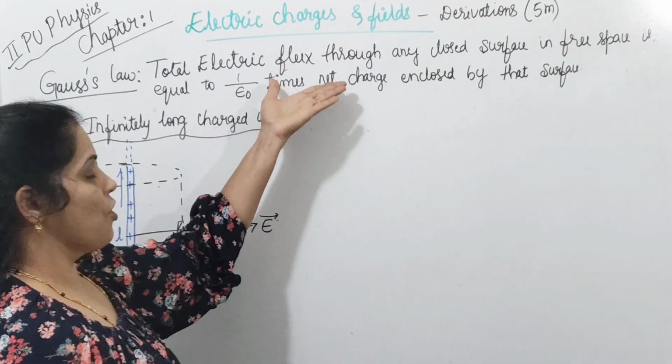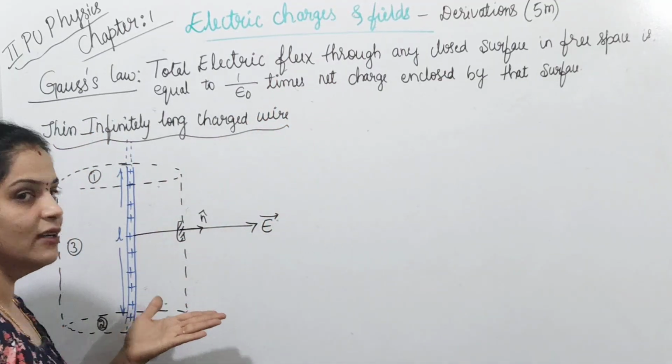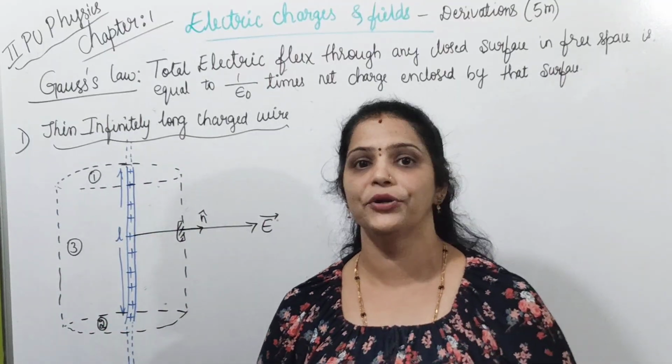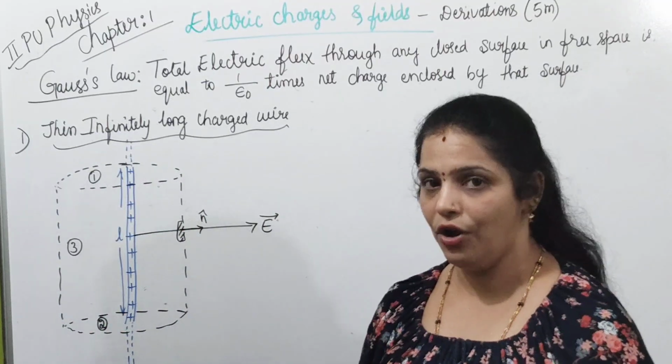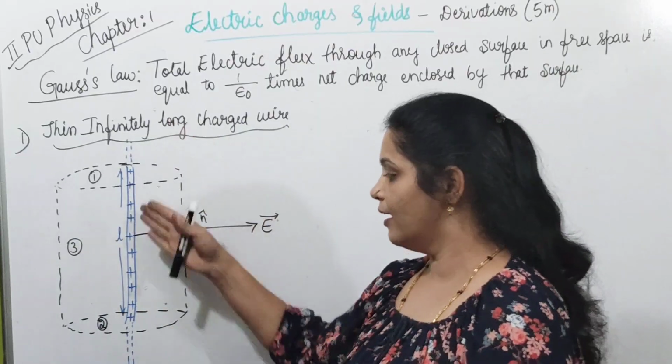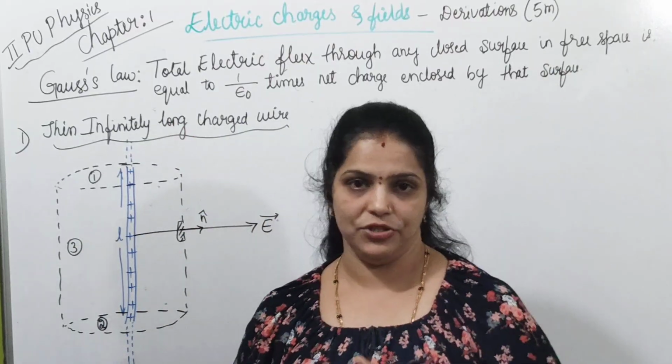So using this Gauss law, here we are solving for electric field. We are going to get the expression for electric field due to an infinitely long, thin, charged wire. Okay, the wire is a one-dimensional picture, right?